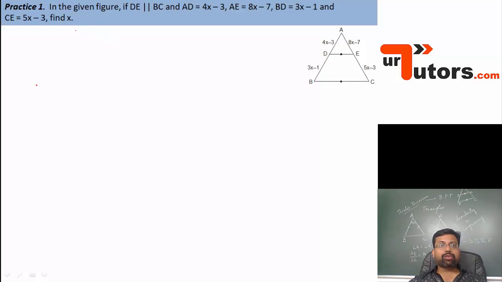Okay, so what does the first question say? It says in the given figure, you have DE parallel to BC. So there's a triangle and you have DE which is parallel to BC. And AD, AE, BD, and CE are given in terms of a variable X and you have to find X.